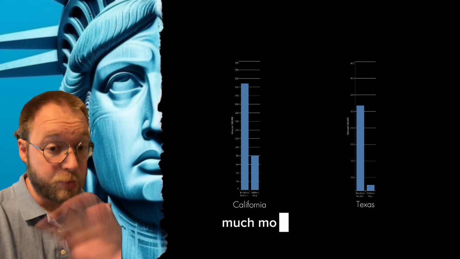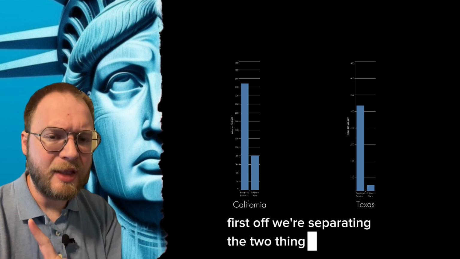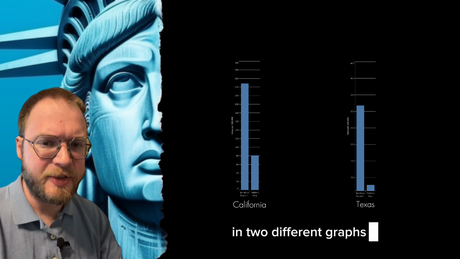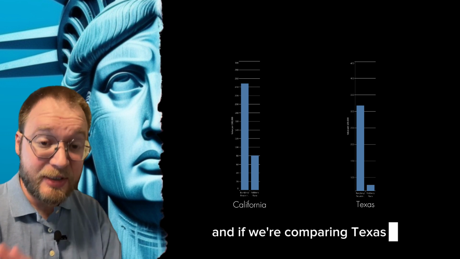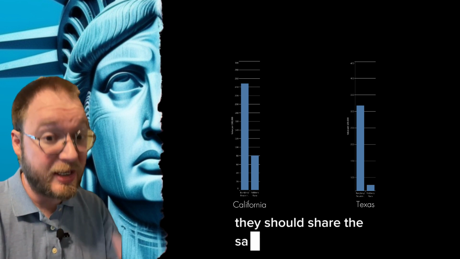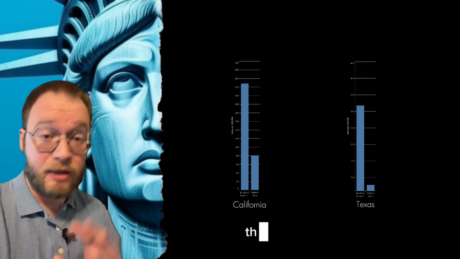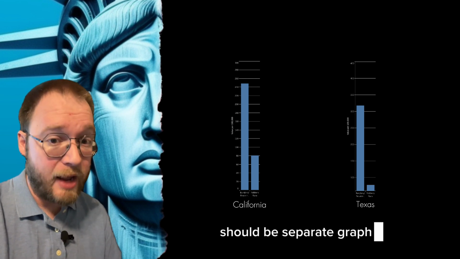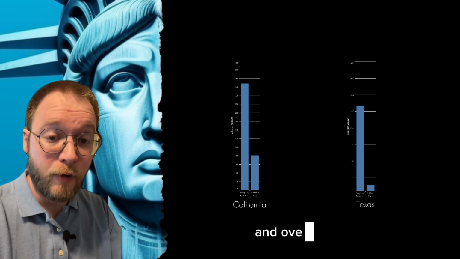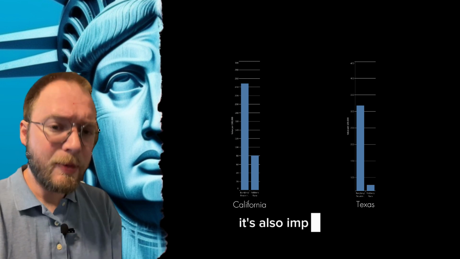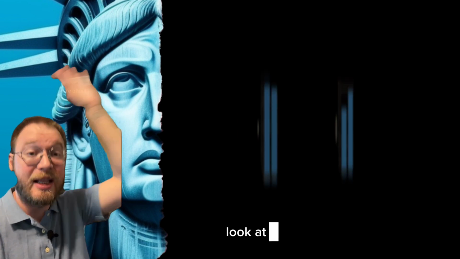But there are actually much more problems with these graphs than just the axis. First off, we're separating the two things that we're comparing in two different graphs. Texas has its own graph and California has its own graph, and if we're comparing Texas to California, they should share the same graph. And if we're not comparing robbery rate to burglary rate, then those graphs should be separate graphs. And if you're comparing two states with different values over and over and over again in quick succession, it's also important to have the top value in the same place every single time.